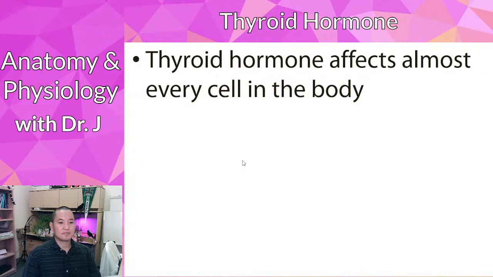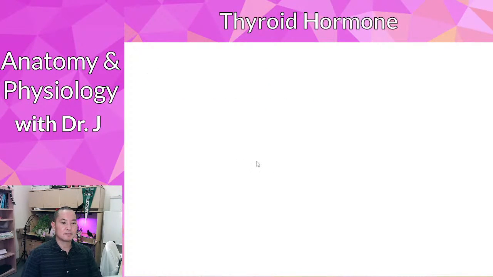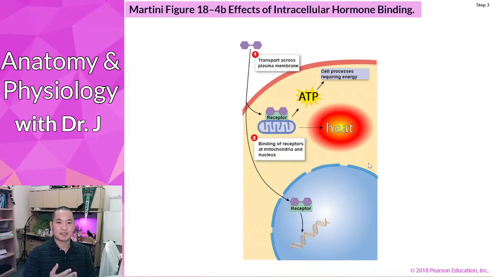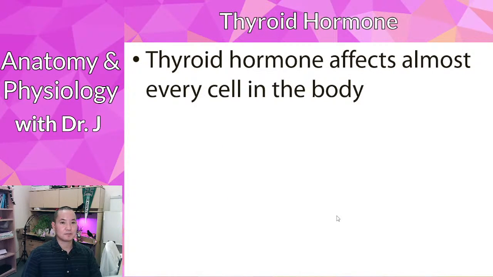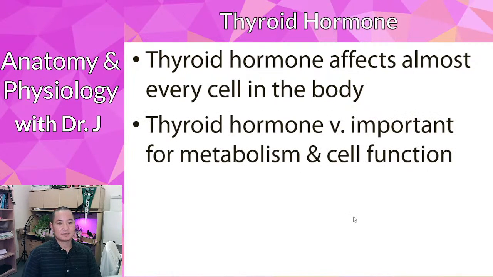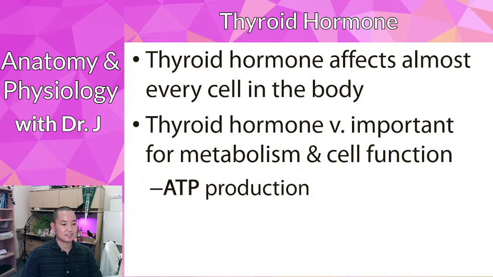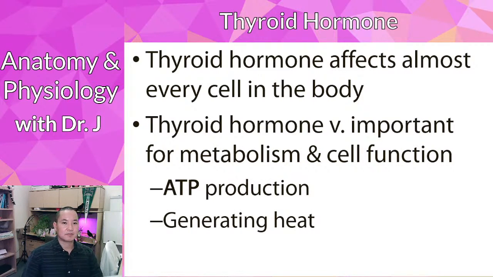Well, thyroid hormone affects almost every cell in your body because almost every cell, with very few exceptions, and we'll get to that later in the semester, pretty much every cell in your body has mitochondria. And then almost every cell in your body also has receptors for thyroid hormone. So thyroid hormone is a very powerful hormone because it affects almost every cell, and especially any cell that has mitochondria is going to have an effect. Now, thyroid hormone is very important for metabolism and cell function because of that ATP that can store energy and drive chemical reactions that need energy. So ATP production and also generating heat as well.